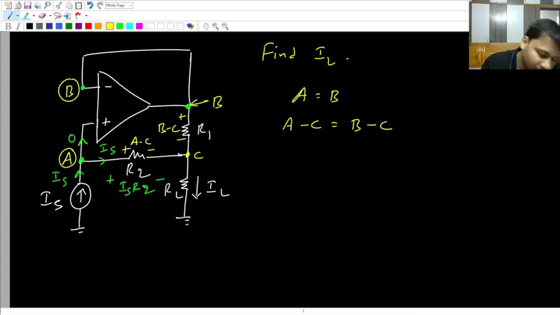Yes, because this point is what? Common to both R1 and R2, whereas points A and B, due to virtual short, they are at same potential. This R1 and this R2 both are going to have the same voltage drop. It is as if they are connected in parallel.